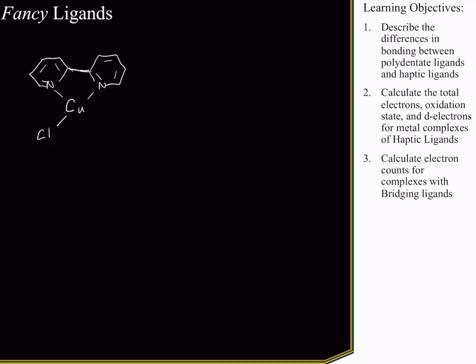And so I'm going to put a chlorine out here. We know that our chlorine is a good old X-type ligand. We've gotten some practice with that. We know it's a 1 electron donor. Comparatively, I'm going to draw another copper complex, this time with a phosphine, so triphenylphosphine.